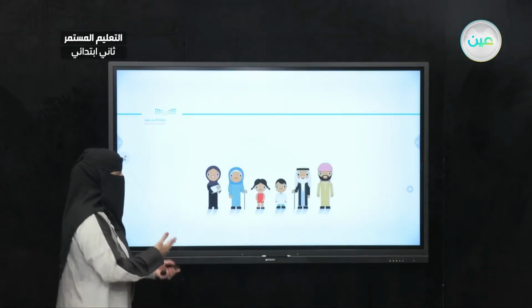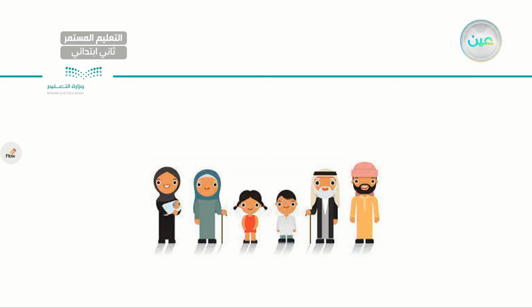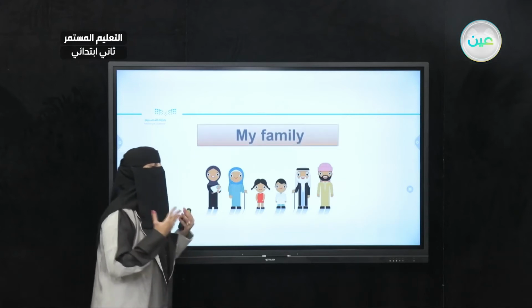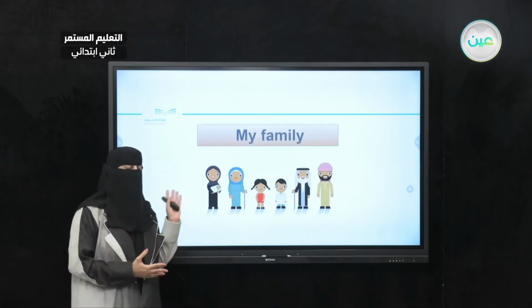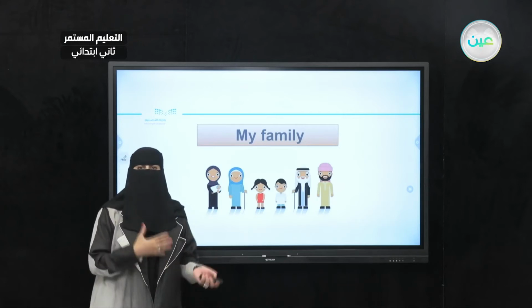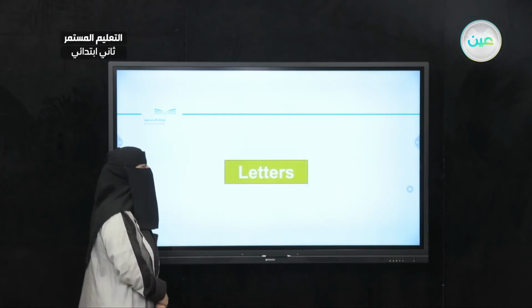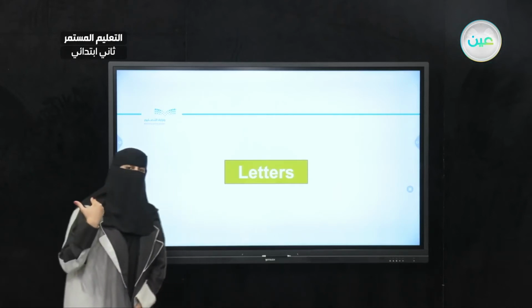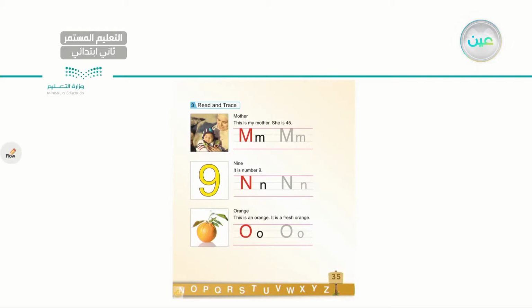So let's start. This picture talks about our unit. The name of the unit is My Family. As you can see, we have the members of the family in this picture. In the previous lesson, we introduced three letters, at page 35. So let's try to read the letters one more time. Read and trace.